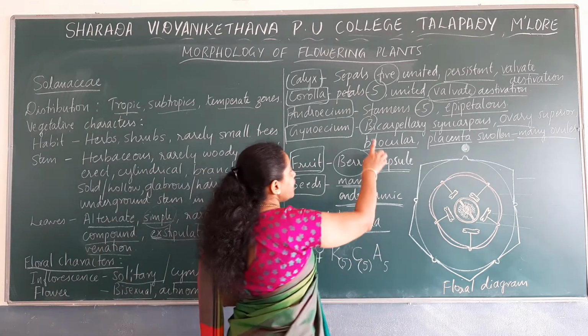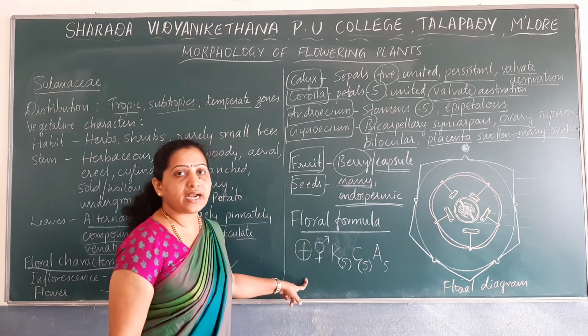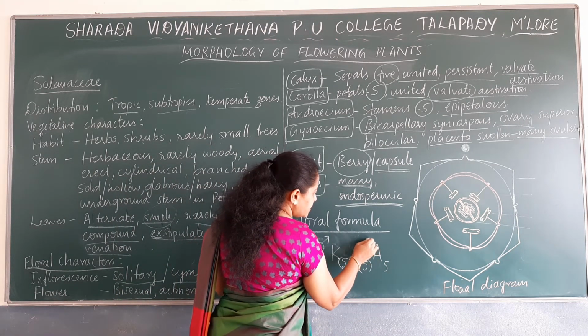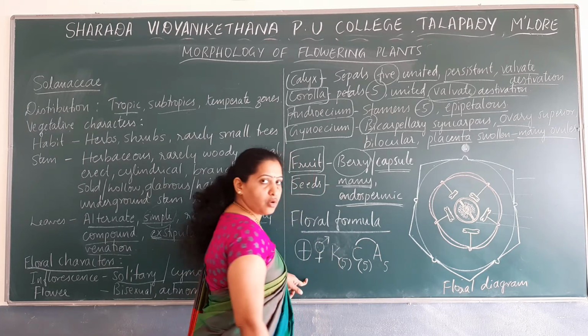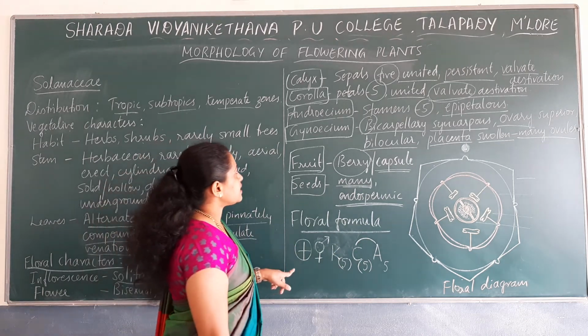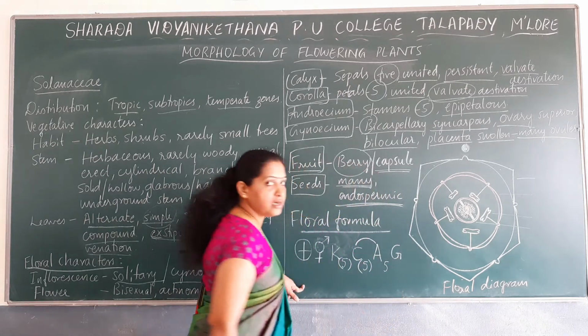Then there is one condition known as epipetalous. So stamens are attached to the petal. This can be represented like this by an arc between androecium and corolla. Okay, stamens are attached to the petals. Epipetalous condition. Next, gynoecium represented by capital G.